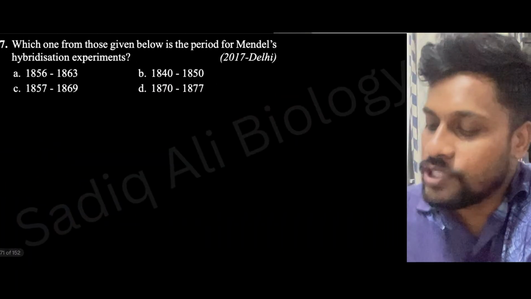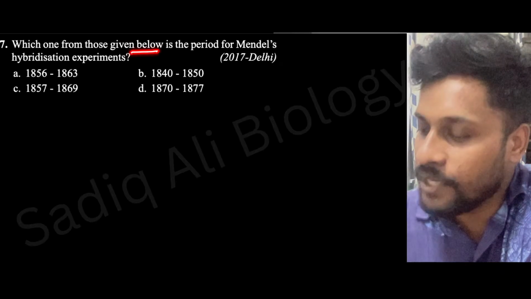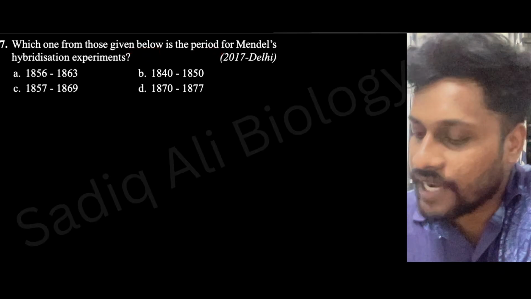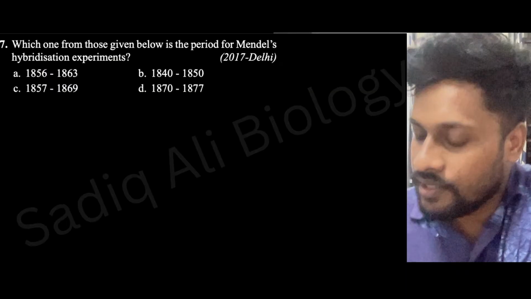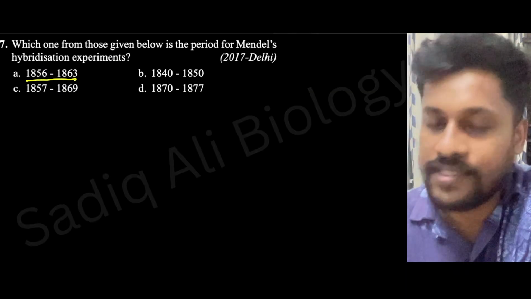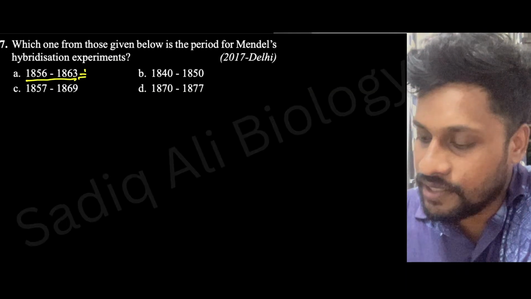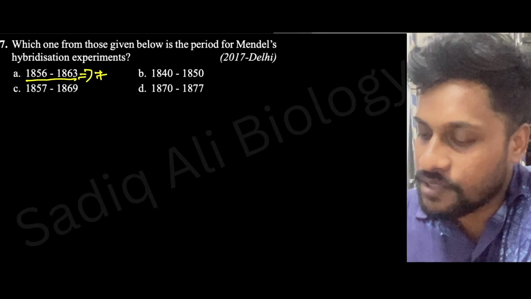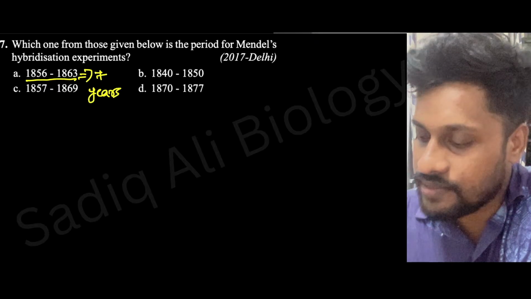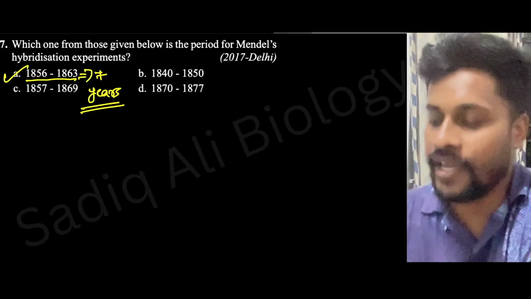Now, which one from those given below is the period for Mendel's hybridization experiment? 1856 to 1863 means Mendel conducted experiments for 7 years, right? Option A.